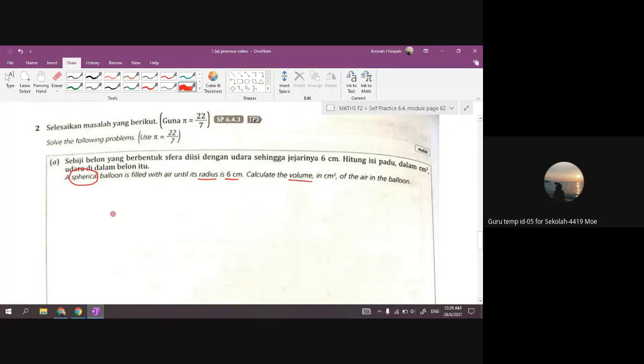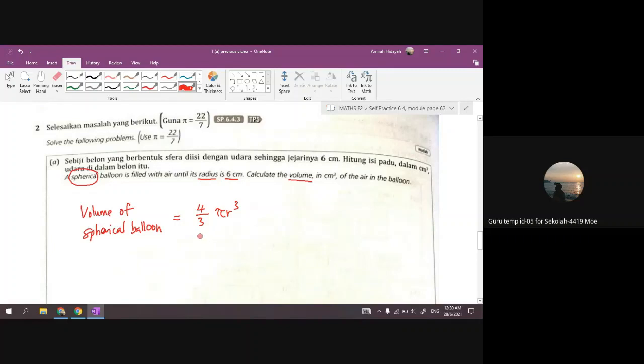So we already know the formula for the volume of a sphere. What is it? Volume of the spherical balloon. The formula for a sphere is 4/3 pi r cubic.